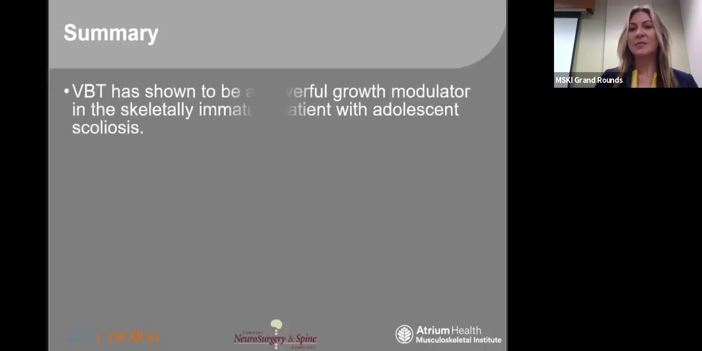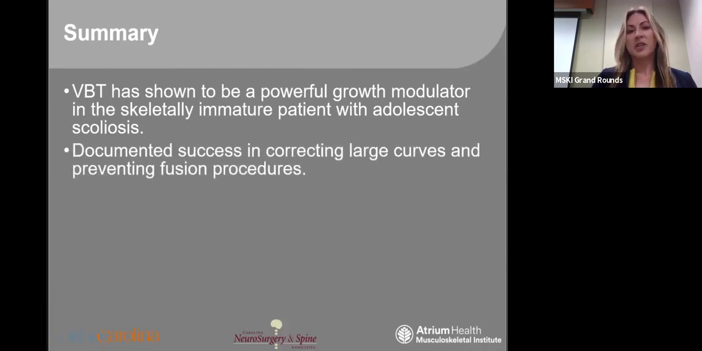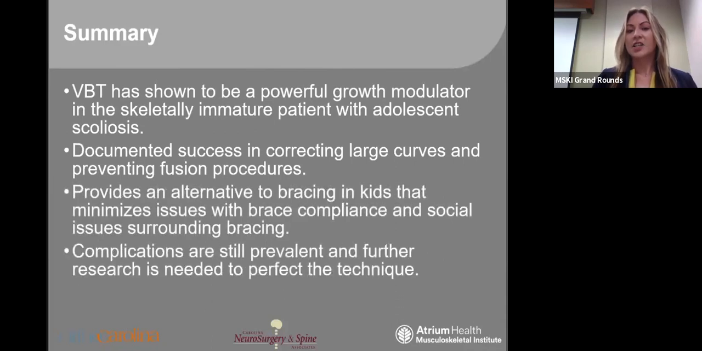So overall, with these patients, I think we can all agree that vertebral body tethering is a powerful growth modulator. It is appropriate in the right patient, and it can produce significant results. We've documented that we can prevent fusions. However, it does not come without risk.